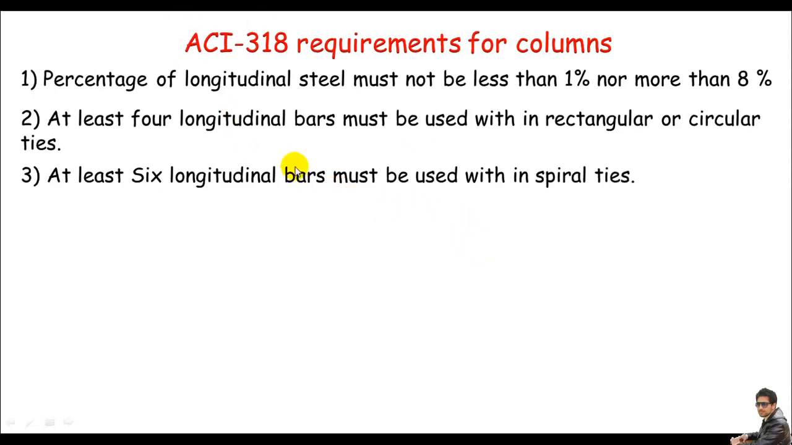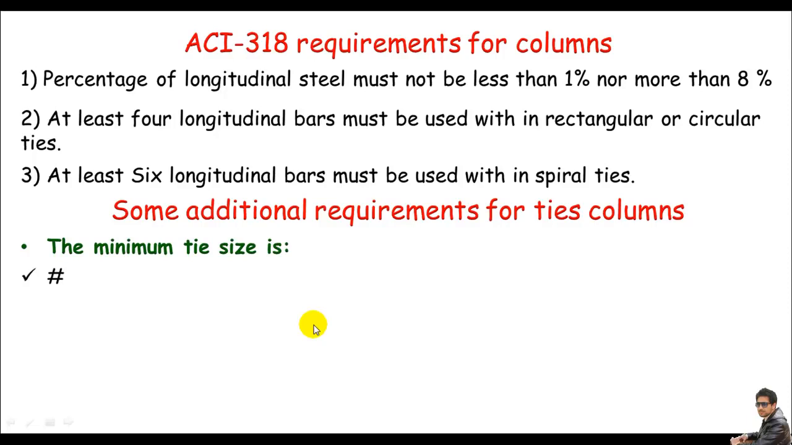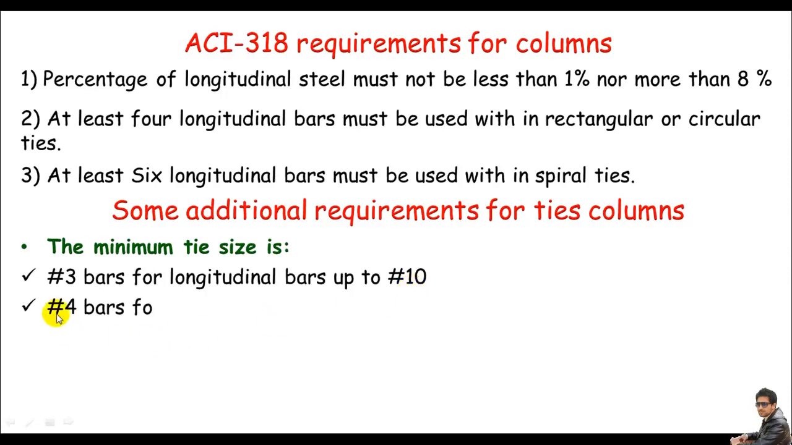These are the ACI 318 requirements for columns. I want to spend a little time on some additional requirements only for tie columns, and then I'll come back to spiral columns. The first thing for tie columns is the minimum tie size. Of course, it's number 3 bar for longitudinal bars up to number 10. And this can be taken as number 4 bar for longitudinal bars larger than number 10.